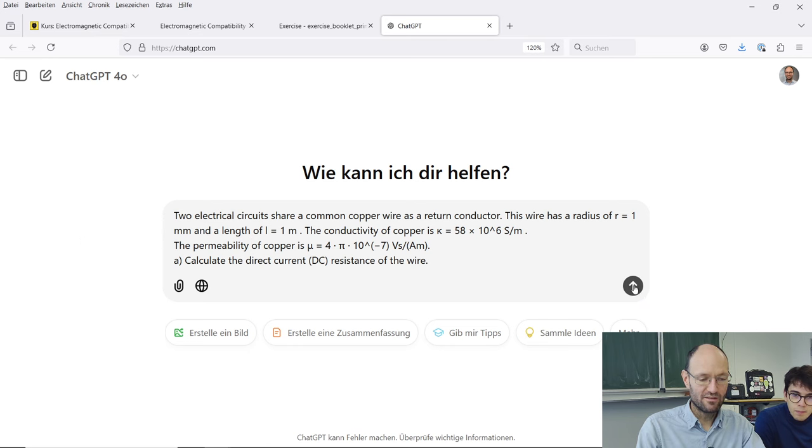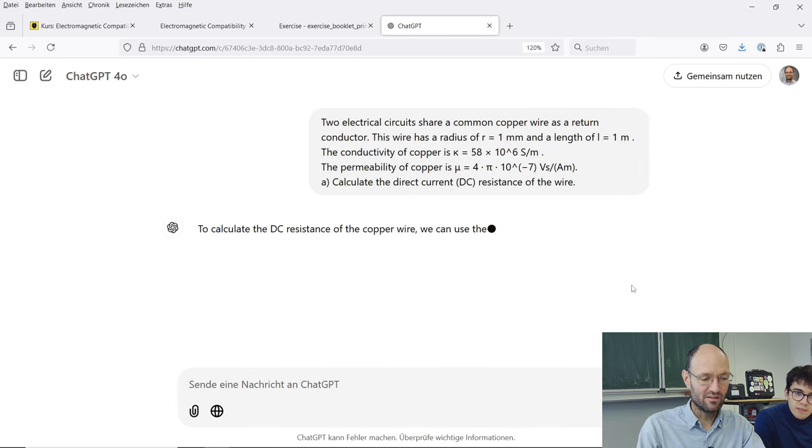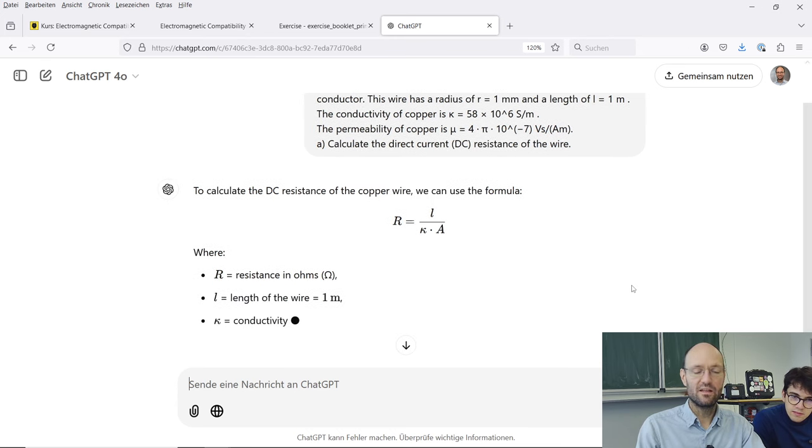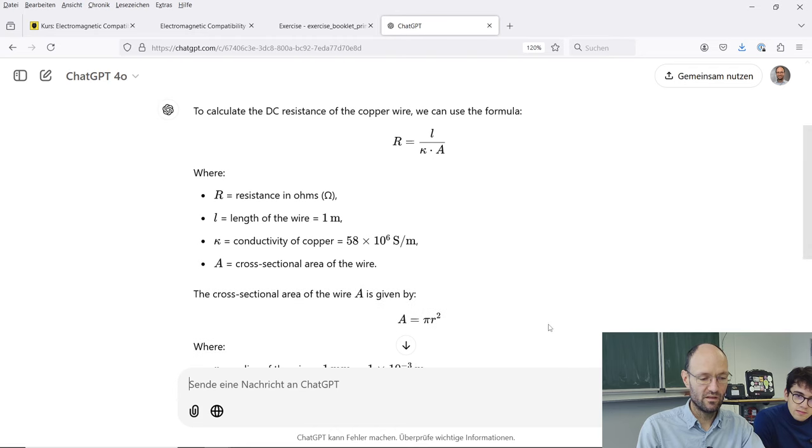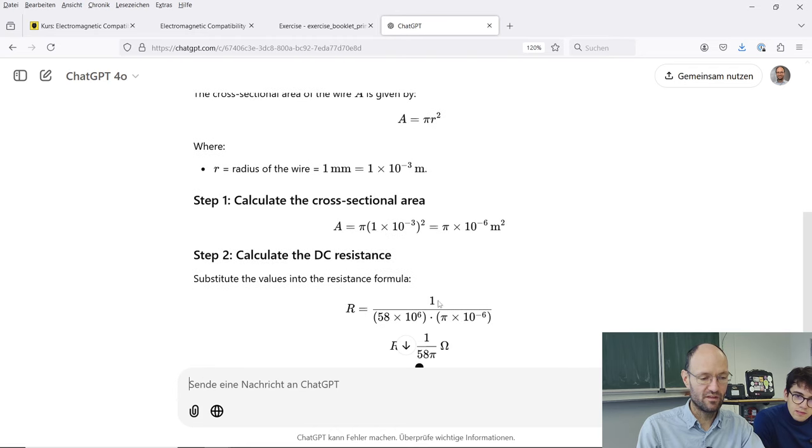Okay, calculate DC resistance. So let's check what it does. And it says, okay, we can use this formula with length and conductivity and area. And it inserts these values. By the way, we are using ChatGPT 4.0. And cross-section area is this and this. And then it also gives us the 10⁻⁶ meter squared.